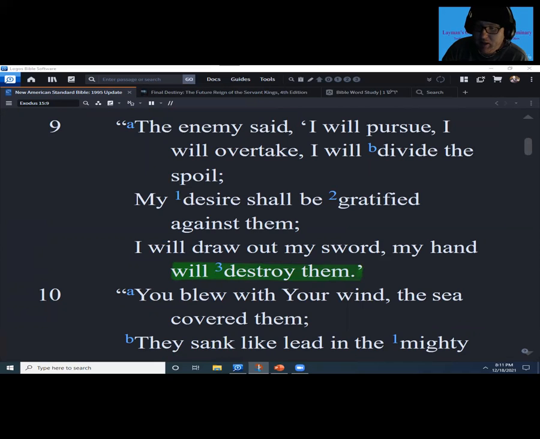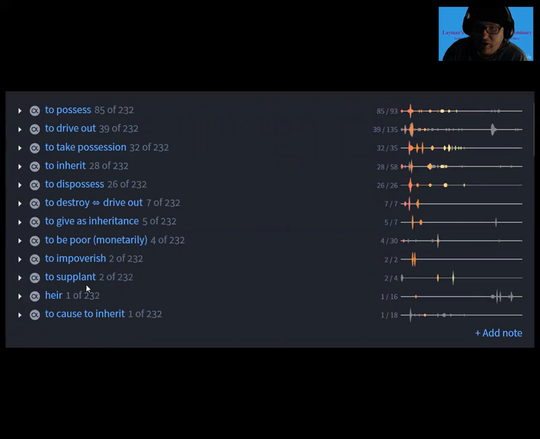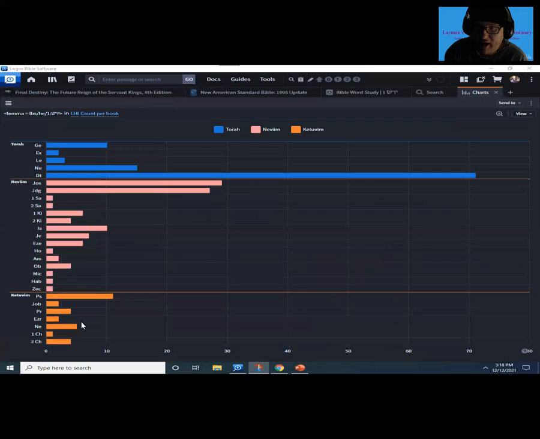Does it literally mean that the people were totally wiped out, either physically dead, or they ceased to exist? I don't believe it teaches that they ceased to exist, but it's usually reference to temporal physical death or military defeat or something that drove out. And so in this one, it's translated as destroy. And here's the range of meaning, to destroy right there. And so you look and here's all the possibilities for Yarash.